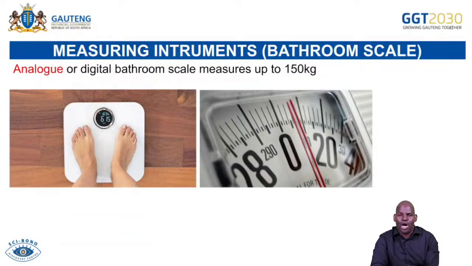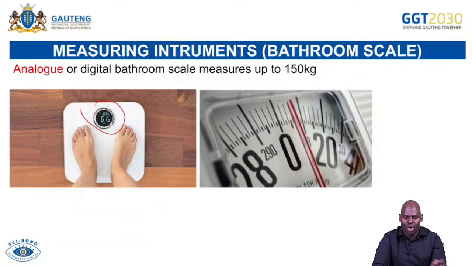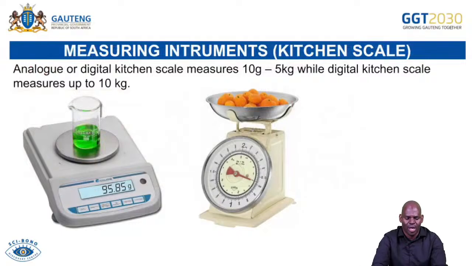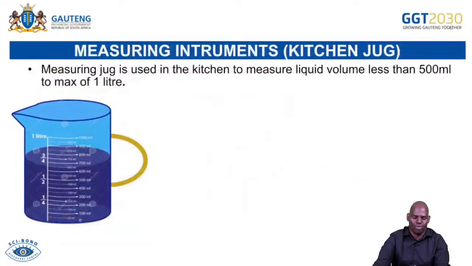And then of course the bathroom scale. You might be lucky when they give you the digital one, but with the analog one, you might struggle to read off. So you must also know how to read off the value on the analog, and then obviously on the digital scale as well. This one is a kitchen scale. It's the same information. You must be able to read. So reading off the values on the measuring instrument is also very important.